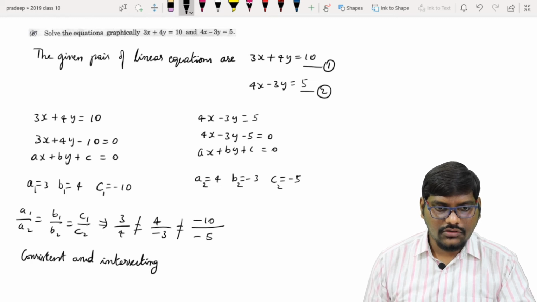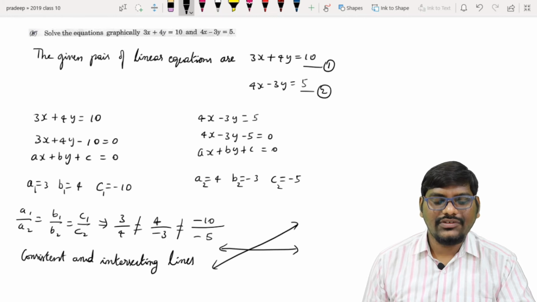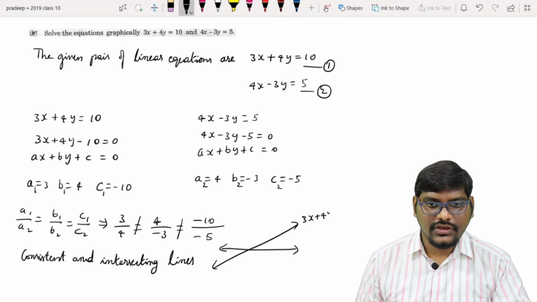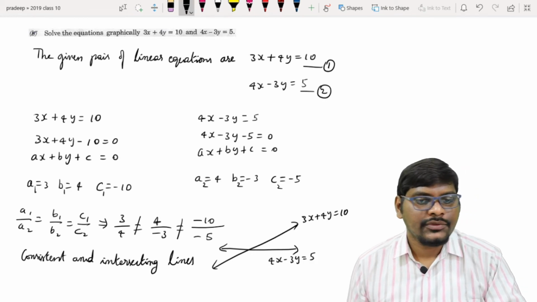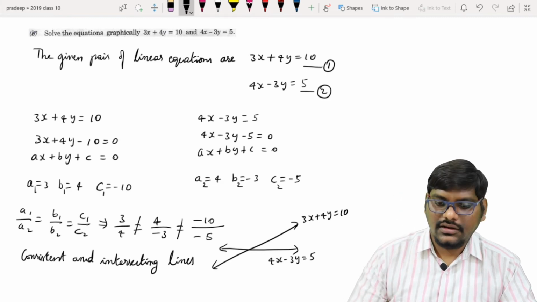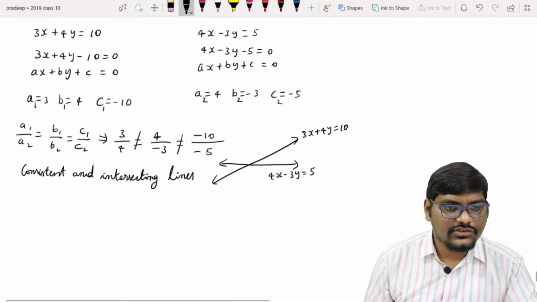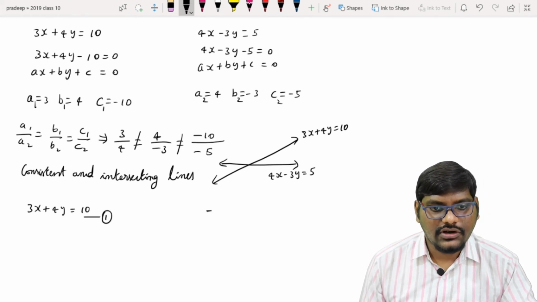So how do intersecting lines look? If this is one line, the second line will go the other way, and it will intersect the first one. So what is the first equation? That is 3x plus 4y equal to 10. The second equation is 4x minus 3y equal to 5. These are the two equations. Now let's try to draw the graph, and before that we'll find the points. The first equation is 3x plus 4y equal to 10, and we have to find points for that. The second equation is 4x minus 3y equal to 5.